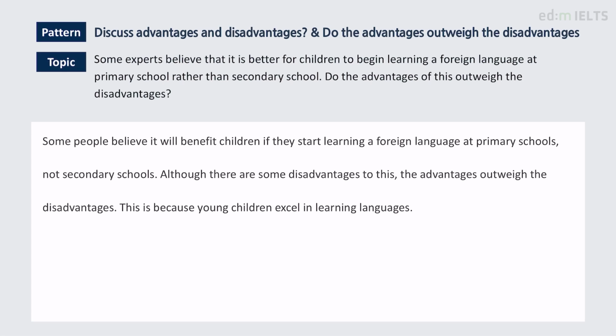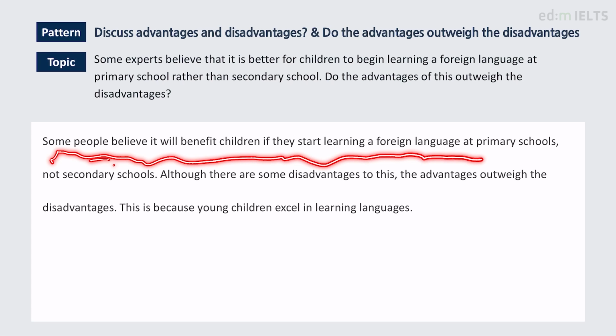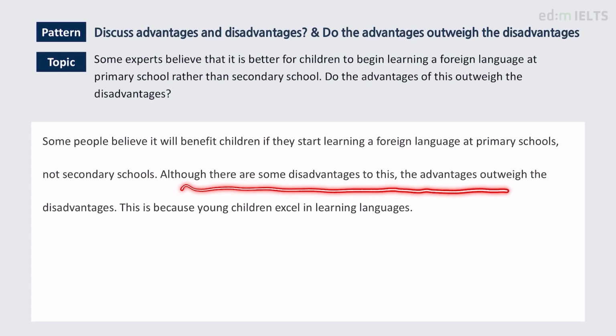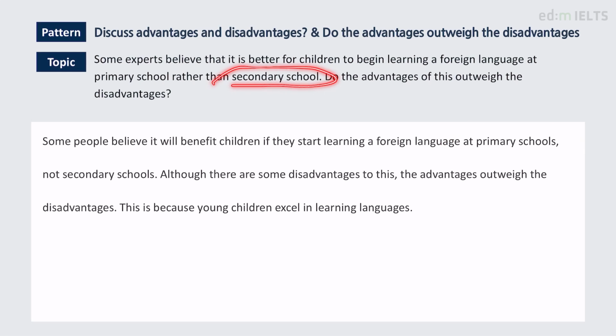So, introduction, nice and short, and that's okay. 3 sentences could be enough. Some people believe it will benefit children if they start learning a foreign language at primary schools, not secondary schools. Although there are some disadvantages to this, the advantages outweigh the disadvantages. This is because young children excel in learning languages. A few things. We tend to say at primary school, at secondary school, not schools. Logically, I can understand why someone would think children at their different schools, but it's not usually what we say in English. So I'll change that one.